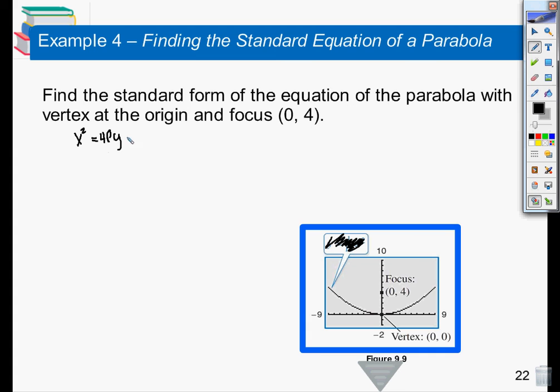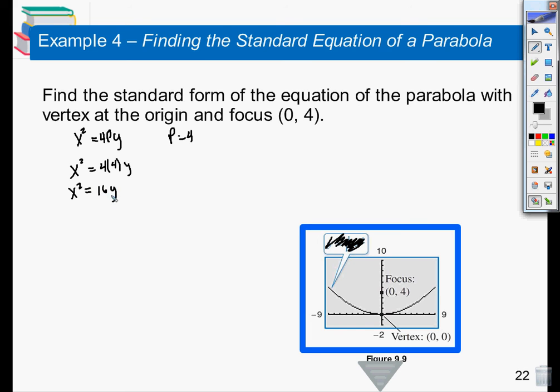So p stands for the distance from the vertex to the focus, which is given. It's not that hard to find. It's from (0, 0) to (0, 4), which means that p just equals 4. Okay, this seems too good to be true. p is 4, and then x squared, you're telling me, is just going to be 16y?